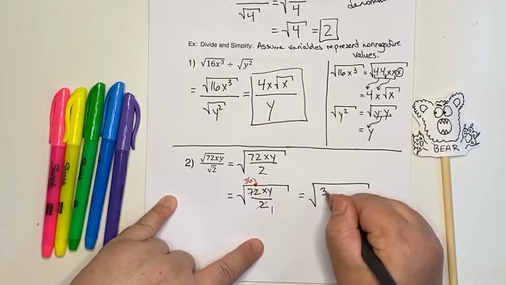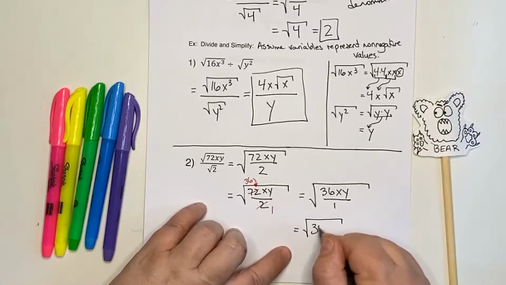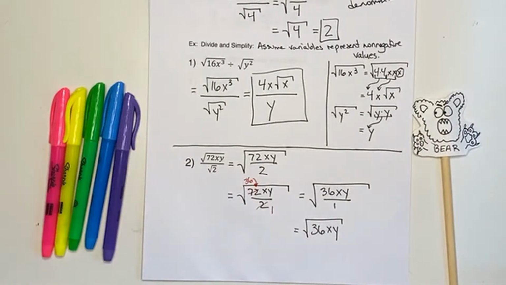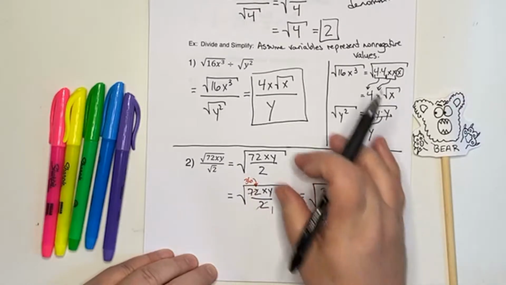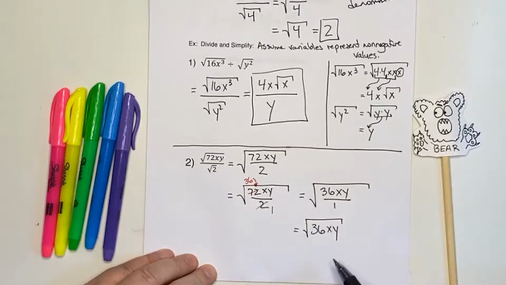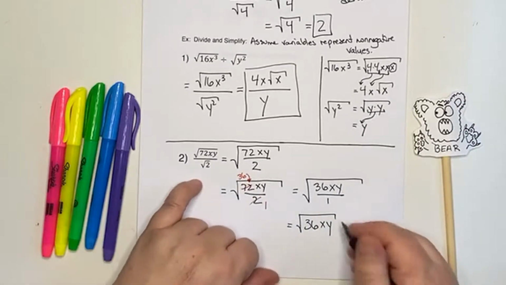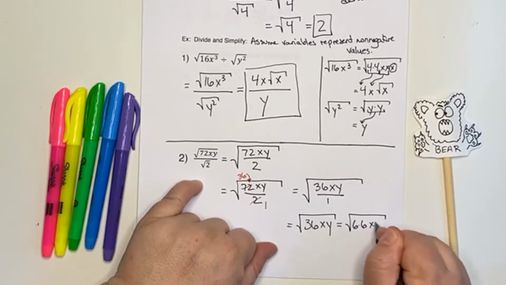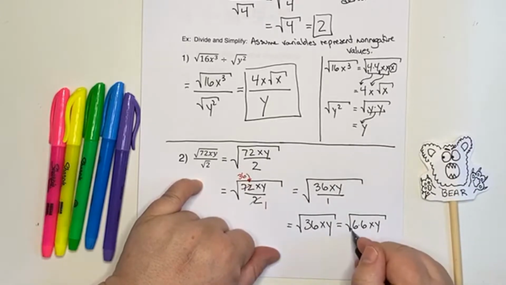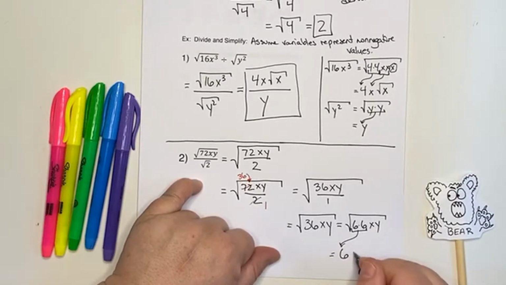I think I get 36xy all over 1, which is this 36xy inside a radical. So notice by bringing these 2 together into a single radical sign, into that radicand there, I can reduce, and then I don't have a fraction, which is one of the no-nos. Then I can just look at this and go, wait, 36 is 6 times 6, xy. Okay, bring in the bear. 6 and 6. Yum, yum, yum, yum. So the 6 comes out and the xy stays inside.